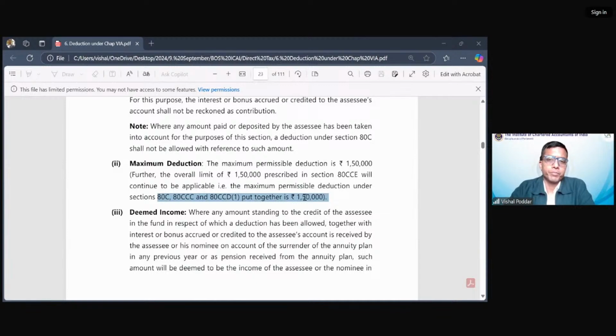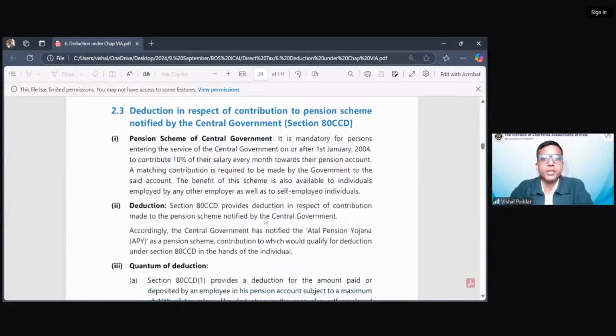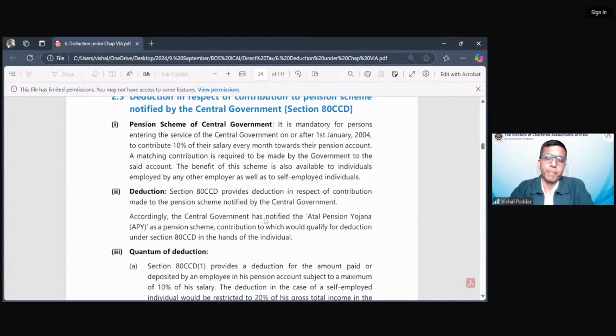So pay attention. So now we have understood that the combined limit of these three sections is also 150. Now, pay attention. 80 CCD is having three limits. I repeat, 80 CCD is having three limits. 80 CCD1, 80 CCD1A, and 80 CCD2.